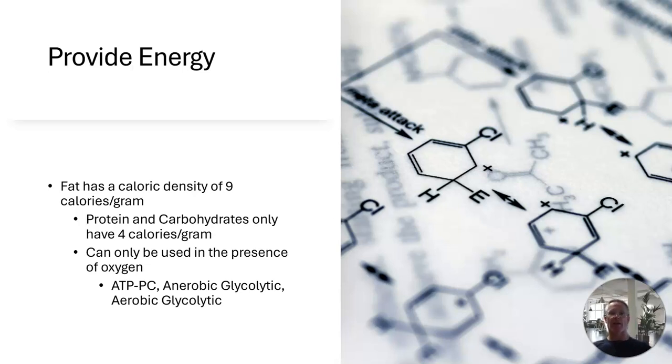And then the interesting thing is that you can only use fat stores in the presence of oxygen. So if you look at your 3 energy cycles, you have the ATP-PC, which would be like a 10-second sprint, a 1-rep max, max effort, short period of time, no oxygen present. And then your next energy cycle, you have the anaerobic glycolytic cycle. That's over 10 seconds to 2 minutes, something like a 400-meter sprint. The 800 probably getting a little more into some aerobic stuff.